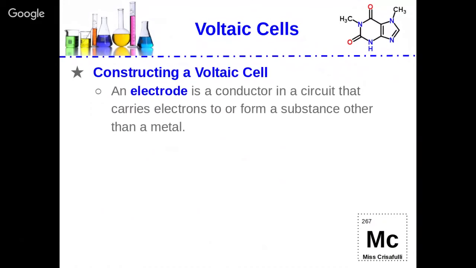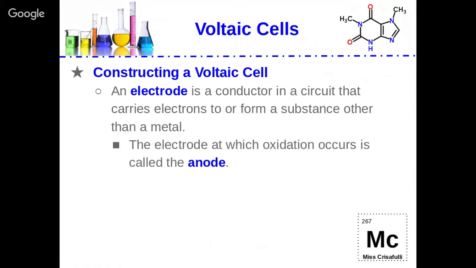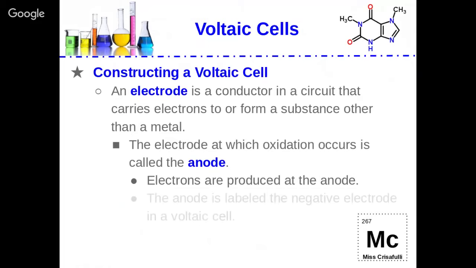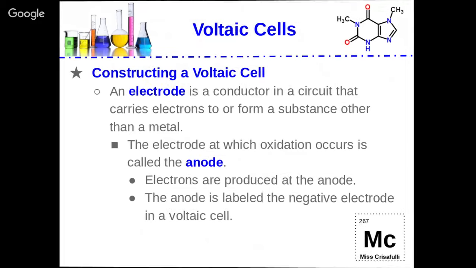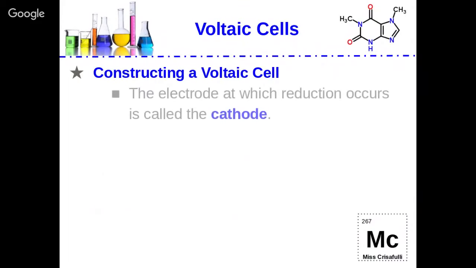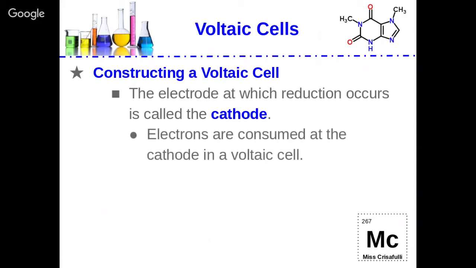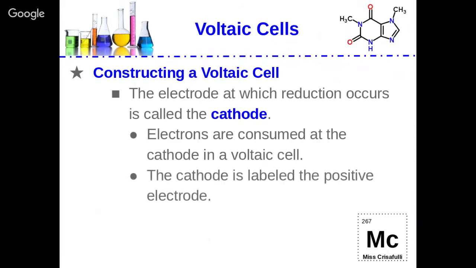An electrode is a conductor in a circuit that carries electrons to or from a substance to another metal. The electrode at which oxidation occurs, or the loss of electrons, is the anode, and that is where our electrons are produced. The anode is labeled as the negative electrode in a voltaic cell. The electrode at which reduction occurs is called the cathode. Electrons are consumed at the cathode in a voltaic cell. The cathode is going to be labeled as the positive electrode.